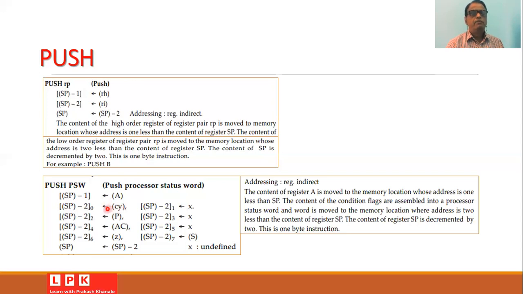And therefore the carry bit will be shifted to the 0th position, at SP minus 2, then the parity bit will be shifted, the auxiliary carry bit will be shifted, the zero bit will be shifted, and then these 3 bits are undefined, and then the sign bit will be shifted to the most significant bit position, so that the processor status word or PSW will be assembled. Then the content of the stack pointer will be decremented by 2. The addressing used in this instruction is register indirect addressing.